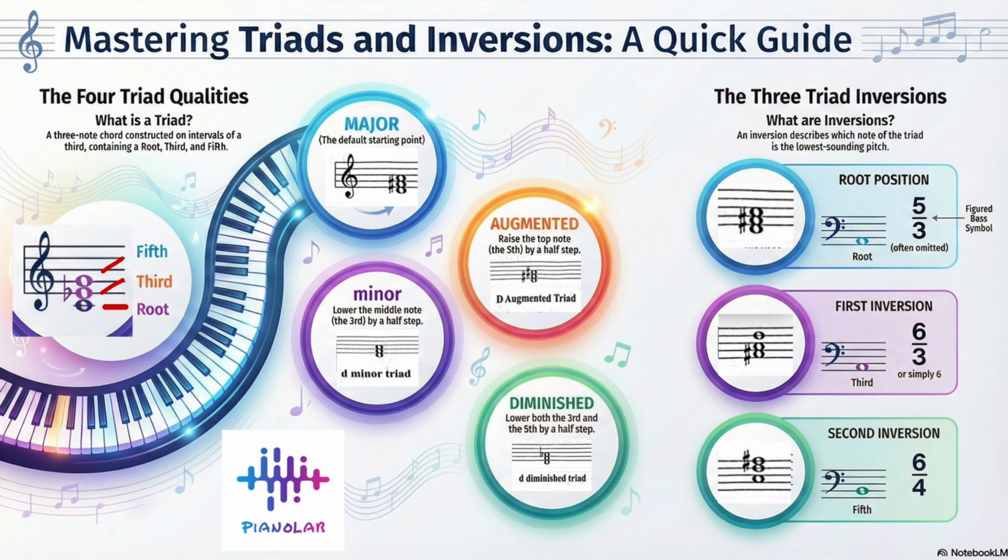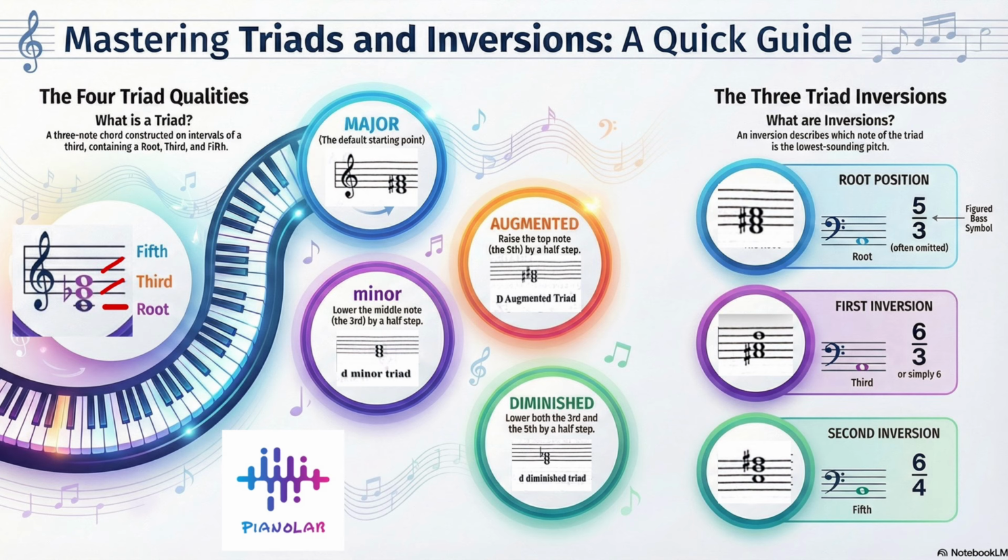Let's start with the absolute core definition. What exactly is a triad? At its most basic, a triad is a chord with 3 notes, and those 3 notes are stacked in intervals of a third. So 2 thirds stacked on top of each other. Yep. One third from the bottom note to the middle, and another third from the middle note to the top.